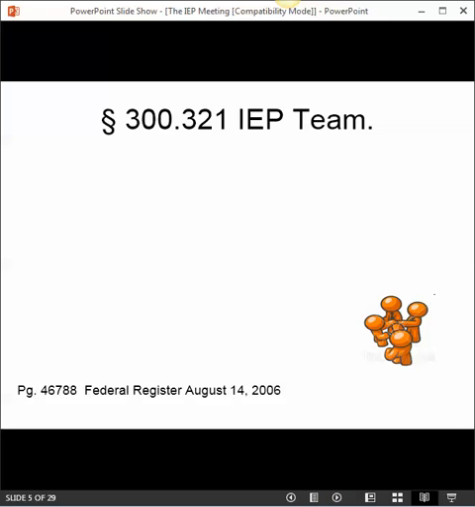So, we need a parent of the child, not less than one regular ed teacher of the child, if the child is going to be participating in the general ed classroom, not less than one special education teacher of the child, a representative of the public agency, an individual who can interpret any instructional implications or evaluation results that were done if they were done. If this is not an initial and no testing was done, that person isn't a required member. And at the discretion of the parent or the agency, any other individuals who may need to be there to provide information to make the best decision, and whenever appropriate, the child.